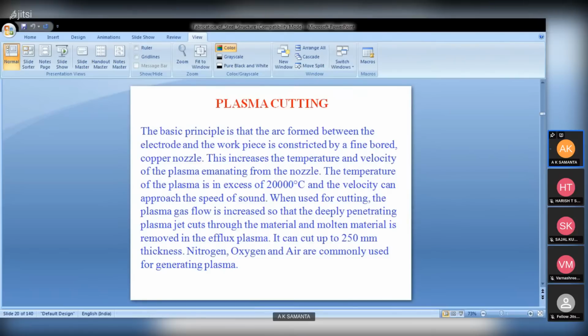The basic principle is that the arc formed between the electrode and the workpiece is constricted by a fine bore copper nozzle. This increases the temperature and velocity of the plasma emanating from the nozzle. The temperature of the plasma is in excess of about 20,000 degrees centigrade. Velocity can approach the speed of sound. So obviously from here you can conclude how precise the cutting is possible in plasma cutting.